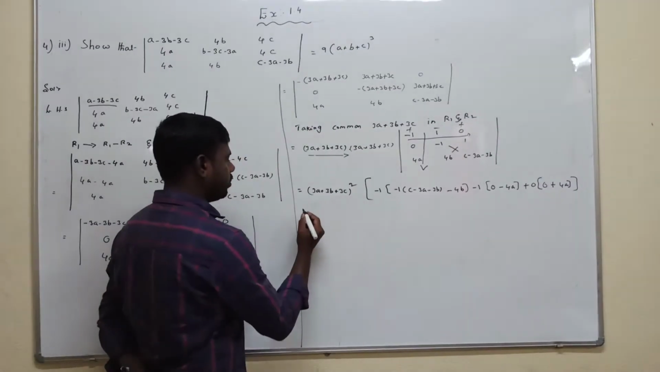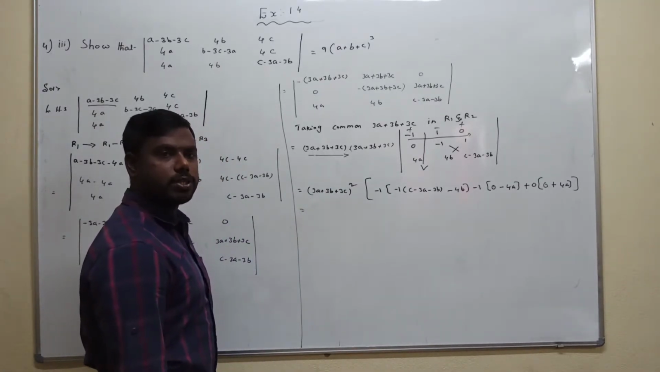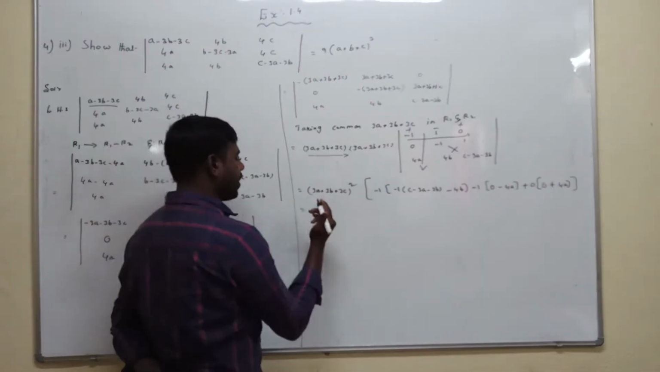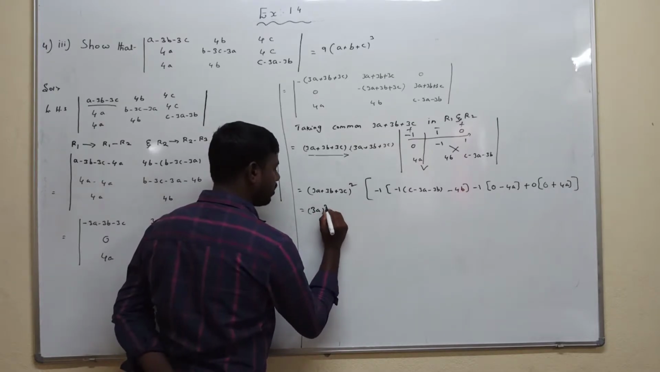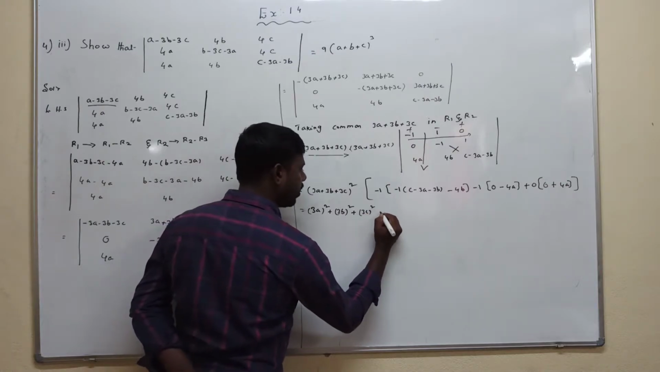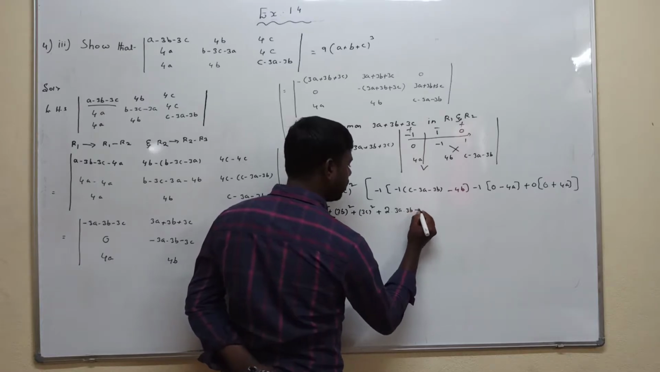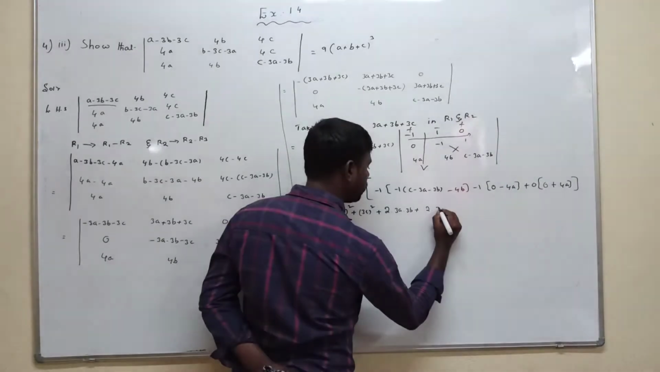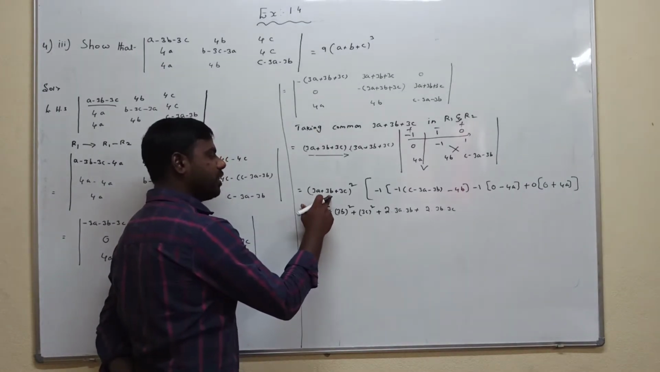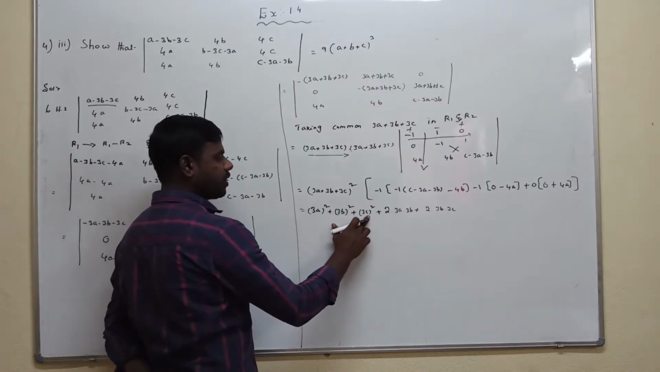Next simplify this one. (a+b+c) whole square is a square plus b square plus c square plus 2ab plus 2bc plus 2ca. Therefore we shall apply here (3a) whole square, (3b) whole square, (3c) whole square, 2 into 3a into 3b plus 2 into 3b into 3c. Because in place of a, 3a is there, in place of b, 3b is there, in place of c, 3c is there.